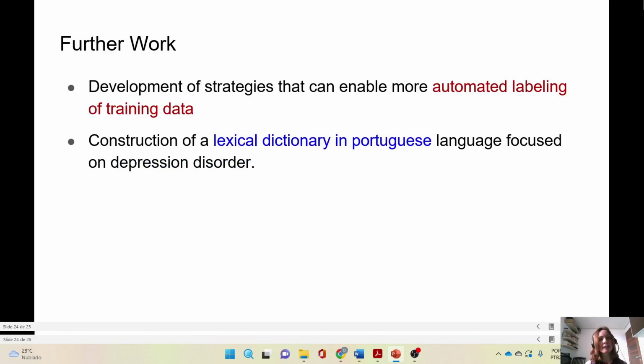As for our work, we are going to develop a strategy that can enable more automated or semi-automated labeling of training data, specifically to deal with sentiment analysis focused on mental disorders. Another important point is the construction of a lexical dictionary in Portuguese, focused also on mental disorders, but particularly on depression.